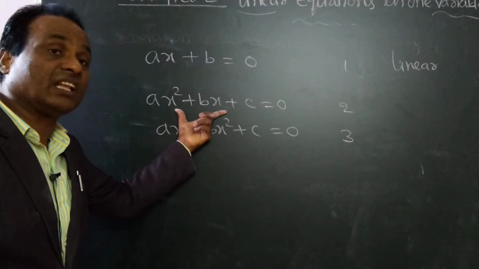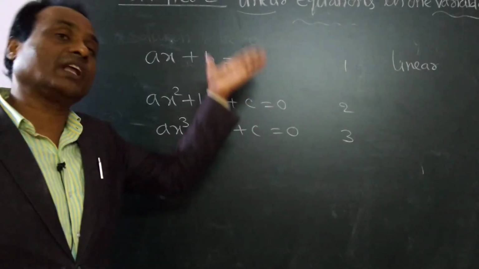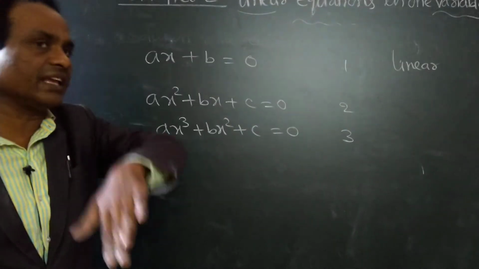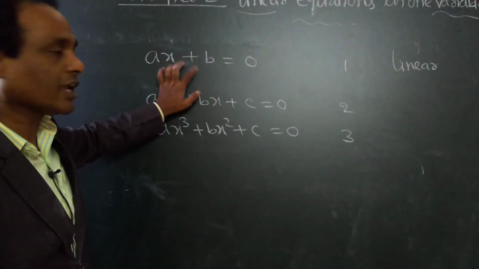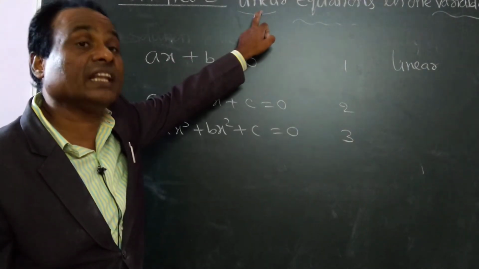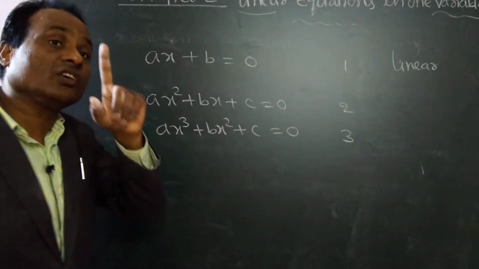If power is 2, it is called quadratic equation. You will get that in higher studies. This is called cubic equation. That also you will get in higher studies. Now we have only this type of problems. So this equation is called what? Linear equation. Linear means the x power is 1.